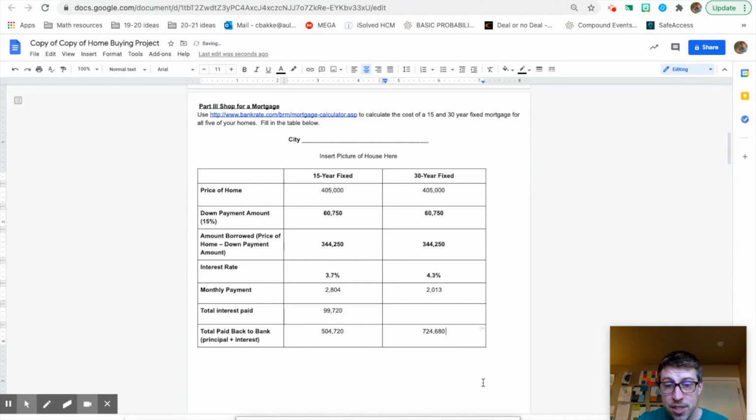$724,680. So you're going to notice, even though you were saving $800 a month by going to 30 years to pay it back, over that 30 years you're going to have paid back the bank $724,680 compared to, boom, the $504,000 of the 15-year example. So you're going to pay almost $220,000 more by going from 15 to 30 years, but you have a lower monthly payment. So just like the car loans, you have to decide what makes most sense for your budget.